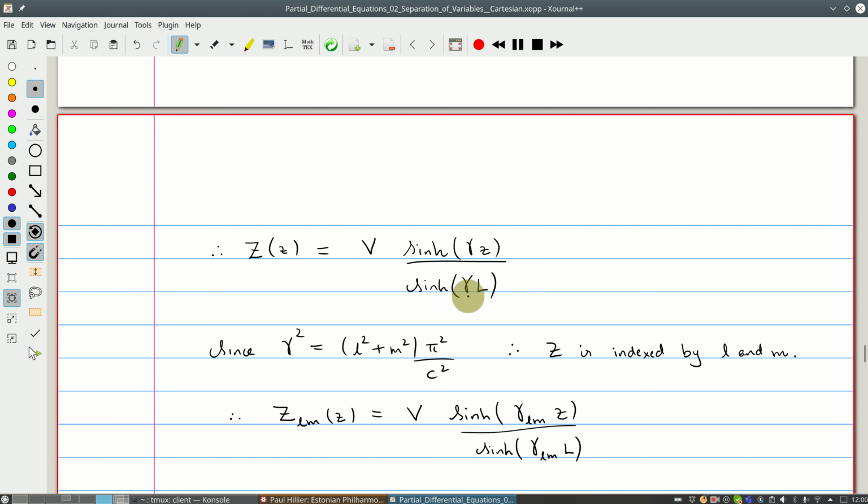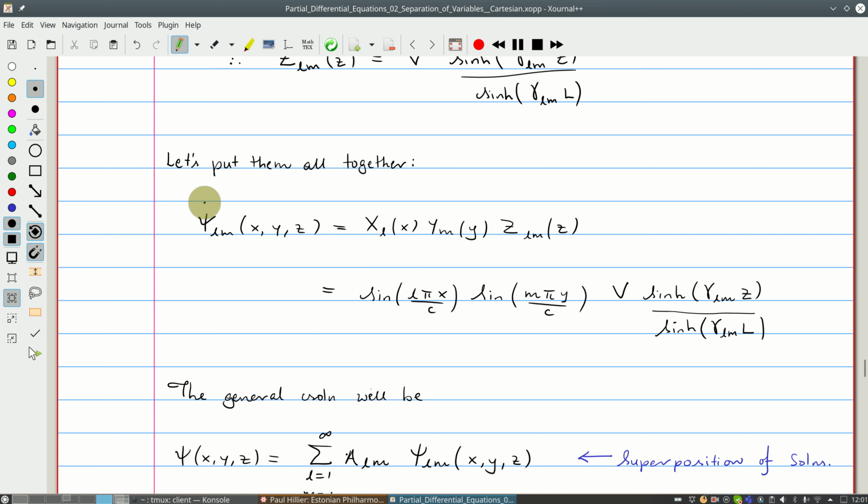Now you're going to say, and I hope you say this, wait a second, Z seems to depend on position, and therefore the argument of the hyperbolic sine depends on position. Likewise here, that's not true because gamma itself has a 1 over c in it. So both of these arguments are dimensionless as they should be. Okay, now gamma is indexed by little l and little m. So this function Z itself is indexed by little l and little m. So I'm going to write Z of lm and gamma of lm to remind me of that indexing.